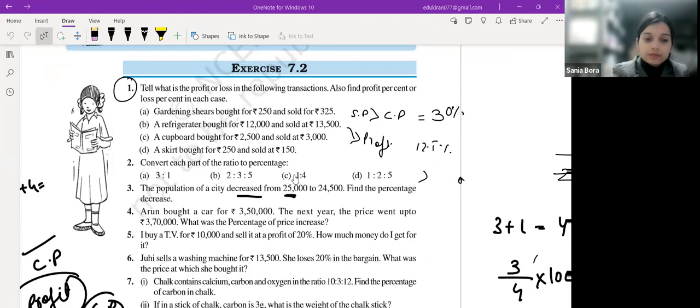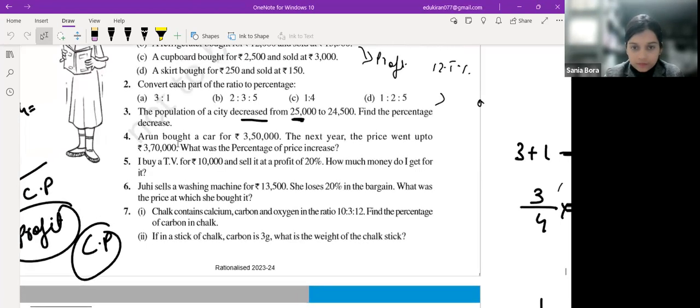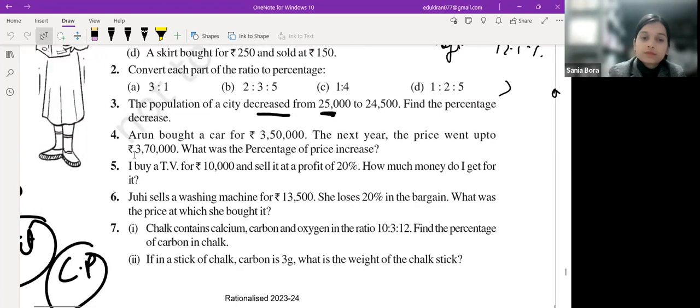And the last question was the fourth one. Read me the fifth and sixth one. I buy a TV for 10,000 rupees. This one? Yes, ma'am. Okay. Ma'am, for that, I got the answer as 10,000, 20. No, wrong.